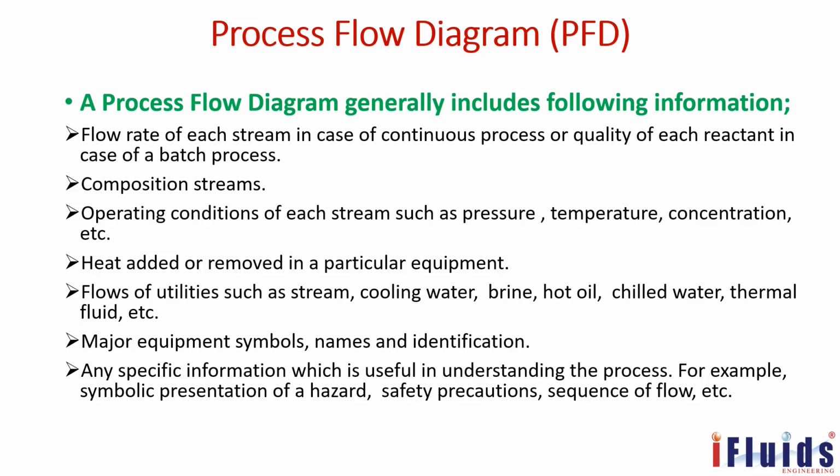Flows of utilities such as steam, cooling water, brine, hot oil, chilled water, thermal fluid, etc. As I already informed, all utility streams: water, cooling water, nitrogen, oxygen, instrument air, fuel gas. So all flows should be mentioned in the PFD. Then major equipment symbols, names and identification. I discussed these major equipments, static equipment and rotating equipment. The symbols we have to use and their names also we have to put. Then identification. Identification is the tag number. Normally each vessel has its own tag number as per the customer's tagging philosophy.